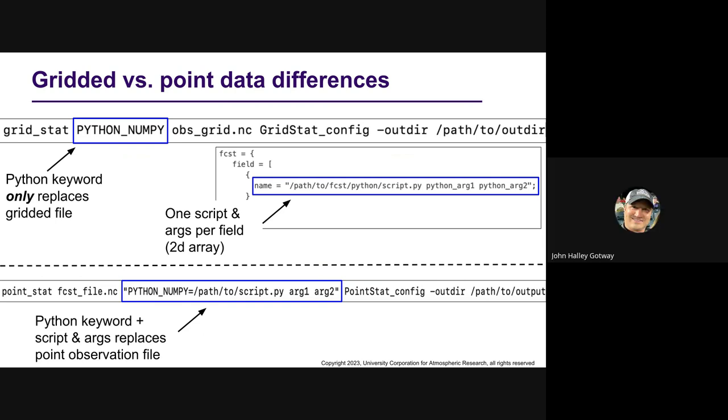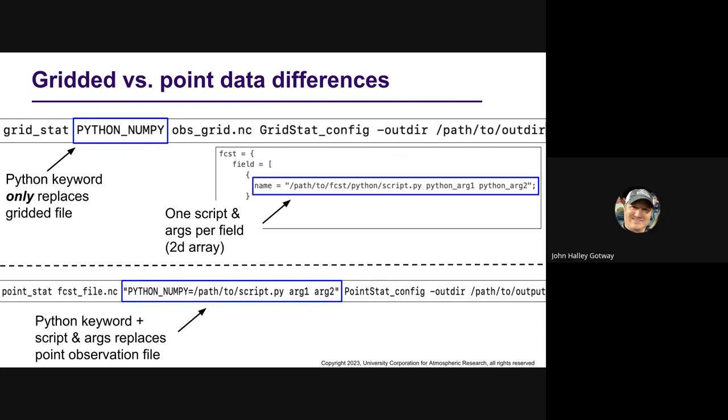Yeah, no, I think that's a good description. The point observations are read all in one chunk from the input file, whereas the 2D data slices are read separately. So that's why the Python embedding for point observations is handled at the file name level, whereas the Python embedding of 2D data slices is handled in the configuration file, because one run of gridstat or pointstat can process multiple 2D data files, but the point observations are served up in one big chunk from a file, and then filtered down as they're matched to each verification task.